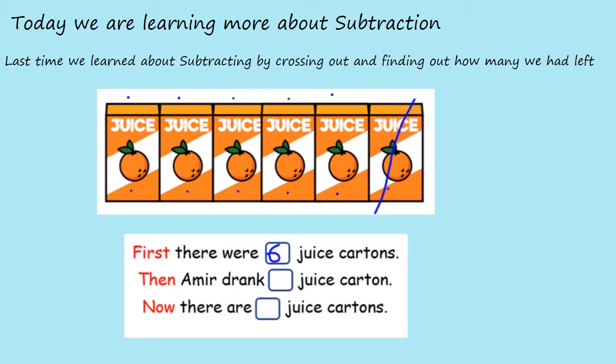There are 5 left. So first there were 6 juice cartons, then Amir drank 1 juice carton. Now there are 5 juice cartons left. We have subtracted by crossing out. The number has got smaller like before, but we haven't physically taken anything away.